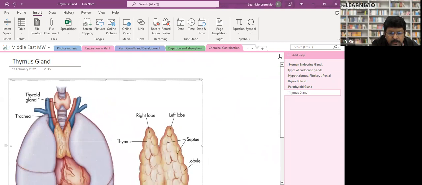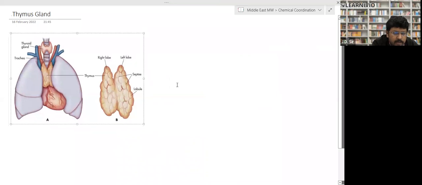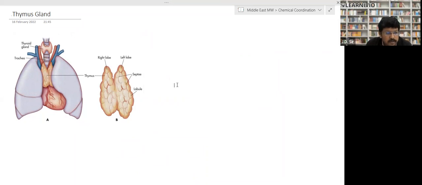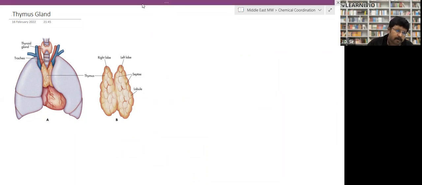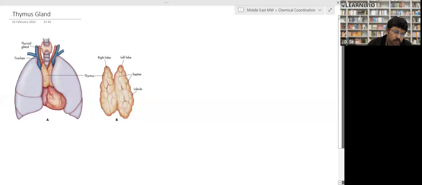Scientists consider that this is the gland responsible for the aging of our life. Aging takes place because of this gland, because this gland maintains the immune system, the immunity of our body, right? This is the actual position of the thymus gland. This is the thyroid gland, and behind the thyroid gland there are the parathyroid glands, right? And below the thyroid gland there is the thymus gland between the lungs.